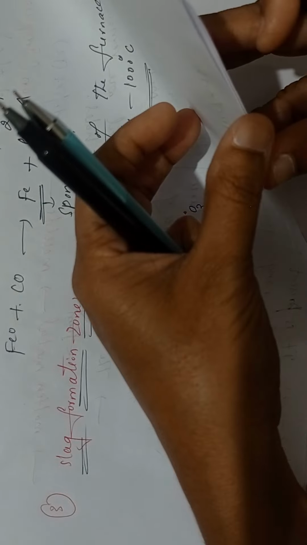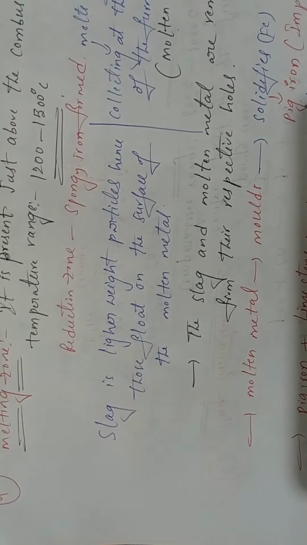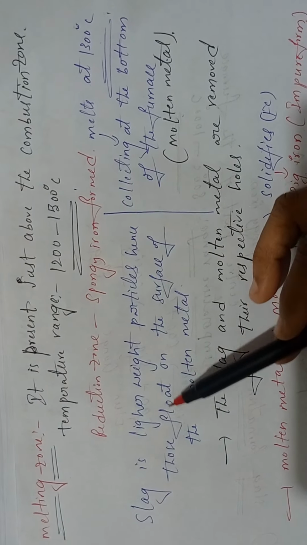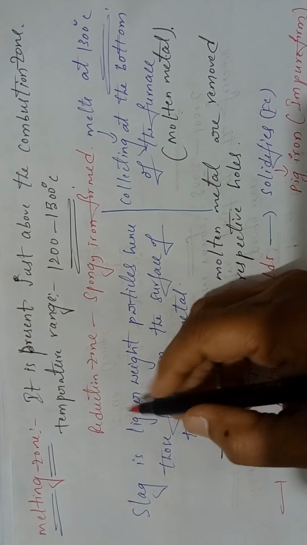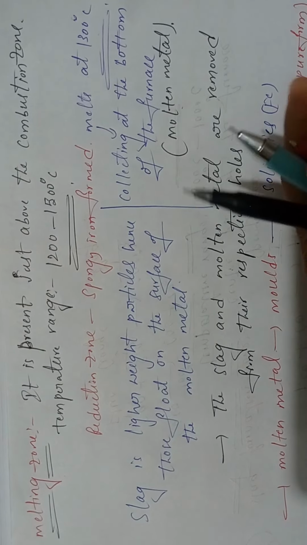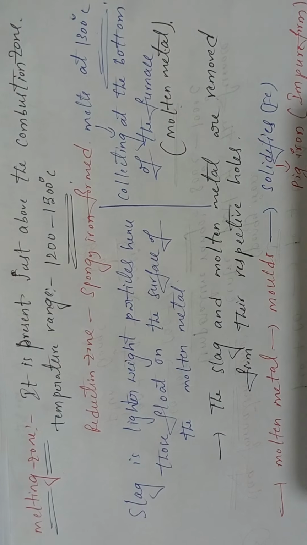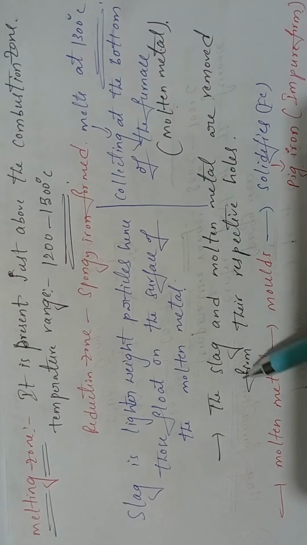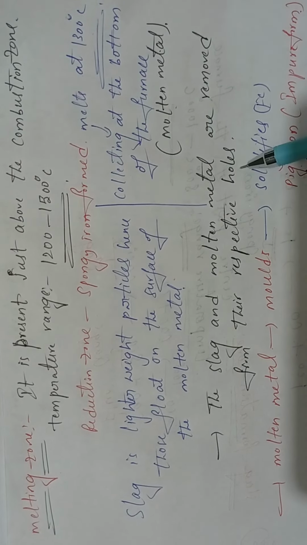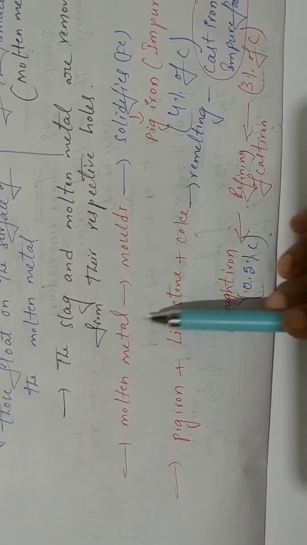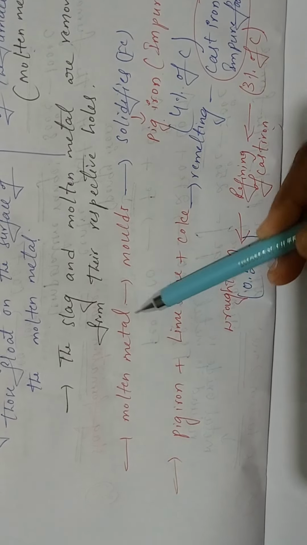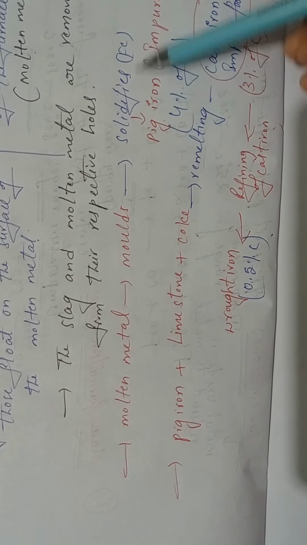So in the melting zone, what will happen, students? The spongy iron gets melted, Nana, at 1300 degrees Celsius. It becomes molten. Now slag is a lighter weight particle, students, so it floats on the surface of the molten metal. Now the slag and molten metal are removed from their respective holes, students. Then the molten metal passes into the molds.